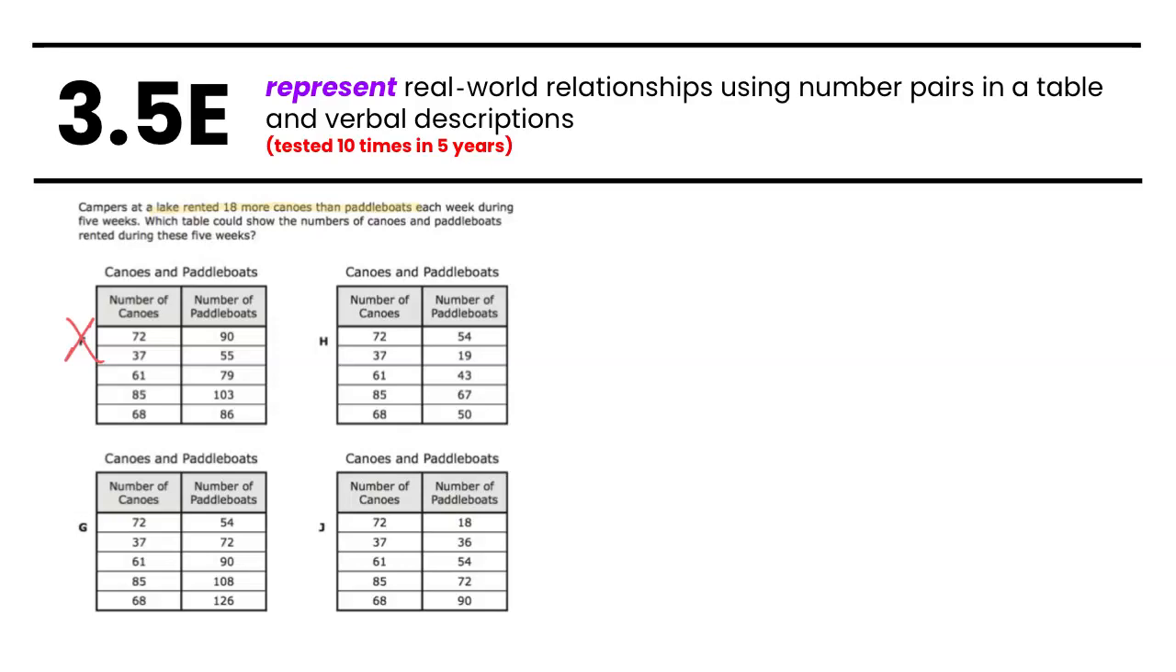Then what we notice is that we have to have 18 more canoes than paddle boats at all times. This cannot just happen for one scenario or 2 scenarios. It must be true for every row in the table. And so if we start with letter G, then what we see is that we have 72 and 54. Well, coming over here and just subtracting to see if we do have 18 more, 72 minus 54 would be 18. And so this one checks off.